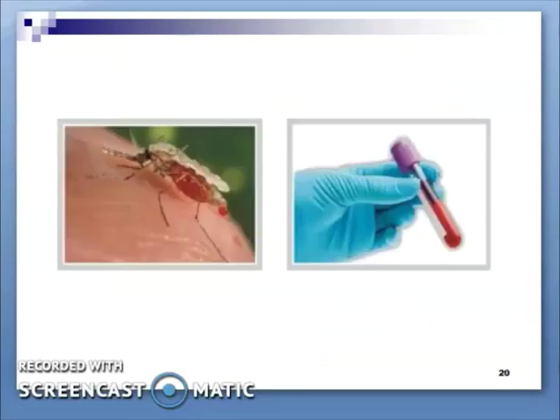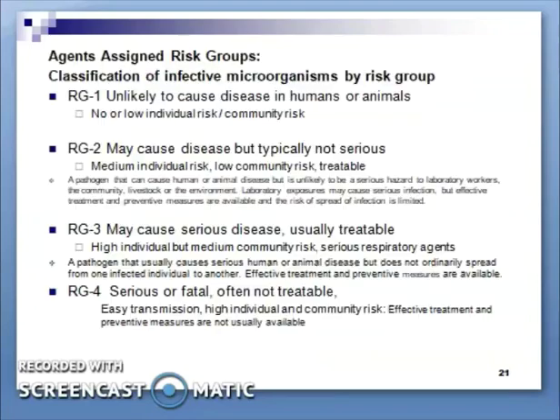If I go a little ahead, these are some of the pictures I have already displayed for you. Now, classification of infective microorganisms by risk groups. Microorganisms have been classified into 4 risk groups. Risk group 1 is unlikely to cause disease in humans or animals, with no or low individual or community risk.